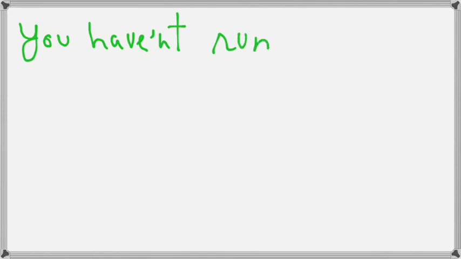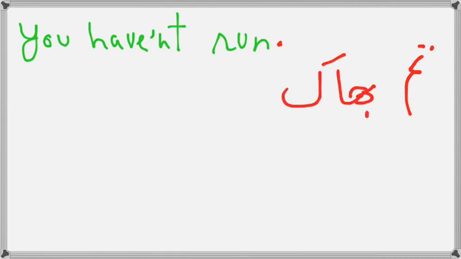So we will be using tum and aap in these sentences in informal environment. If we are talking to a male person, then we say तुम भाग नहीं चुके हो.